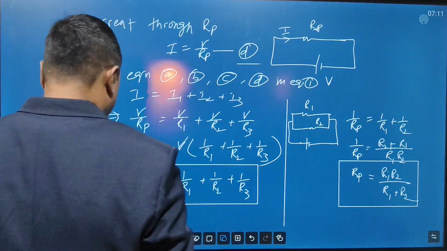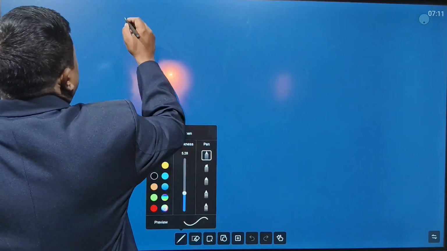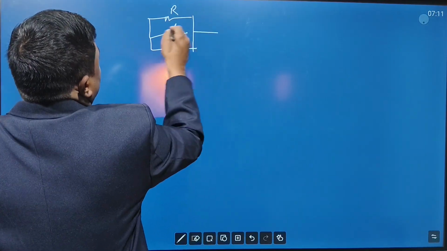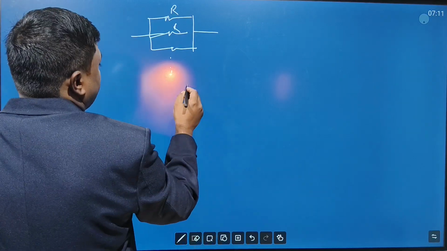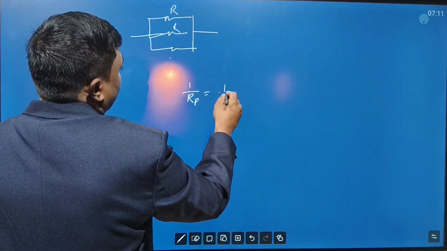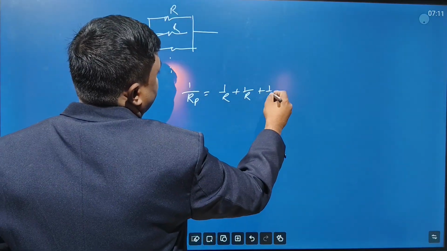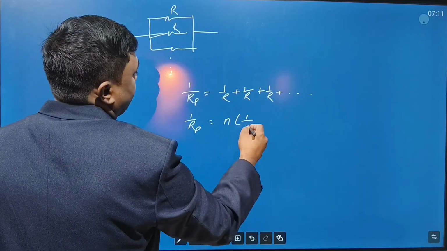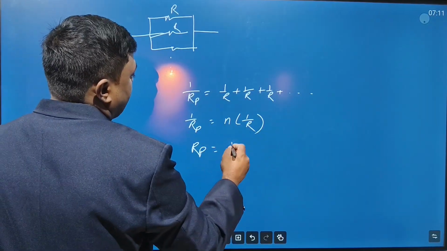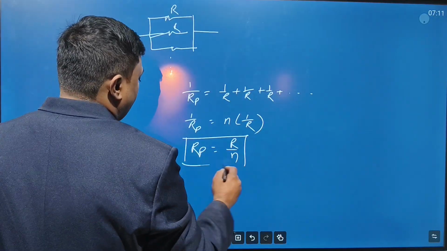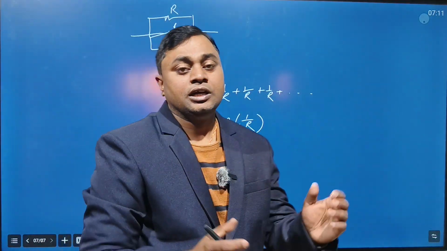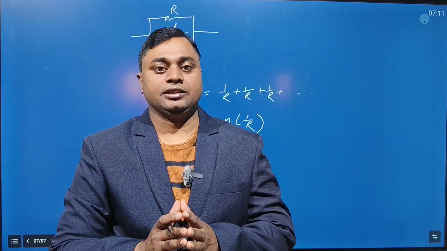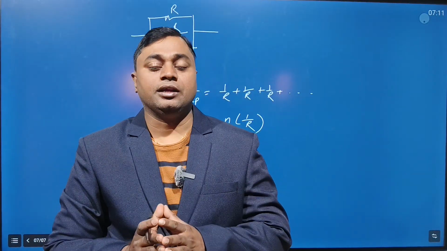Similarly, if n equal resistors, each of value R, are connected in parallel, what can we write? Same, 1 by RP is equal to 1 by R plus 1 by R plus 1 by R, n times. So 1 by RP is equal to n times 1 by R. Yes or no? Or we can write RP is equal to R by n. So what happens actually in parallel combinations is that the equivalent resistance is always less than the individual resistances which are connected. I hope you understood these resistors in parallel. Thank you.